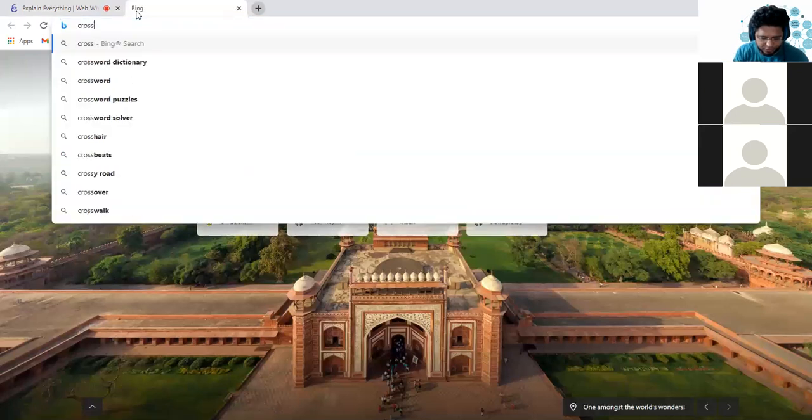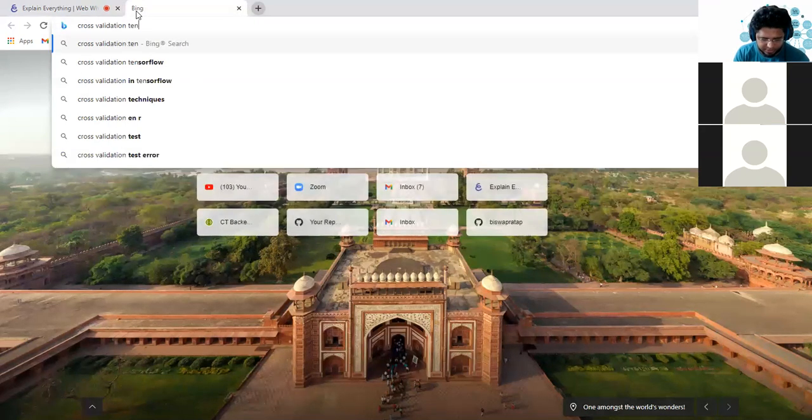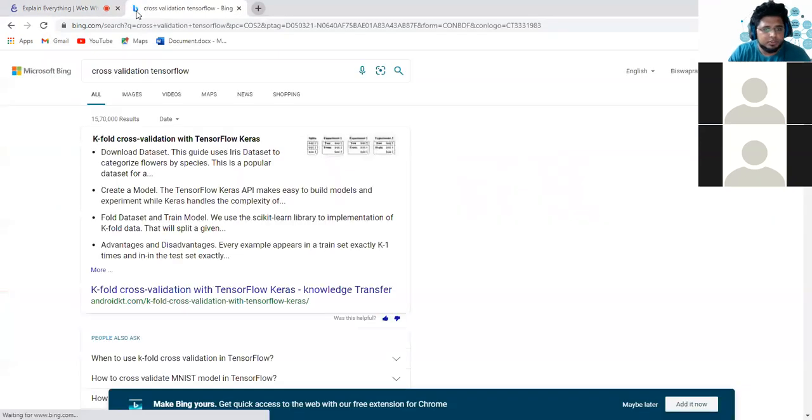So cross validation in TensorFlow. It's called k-fold cross validation.